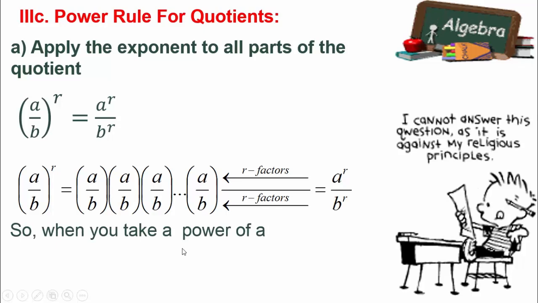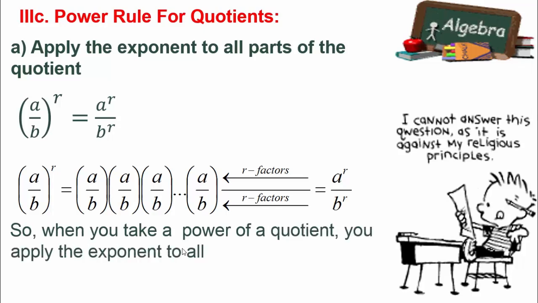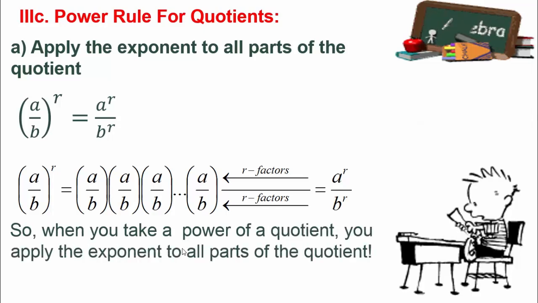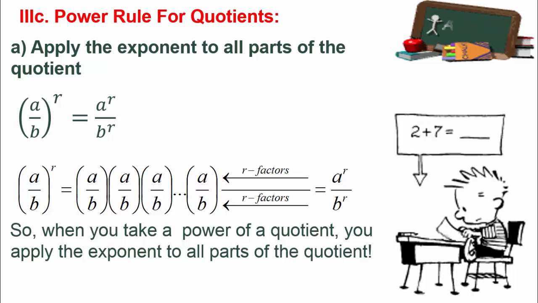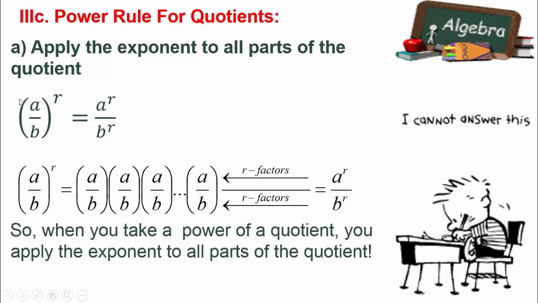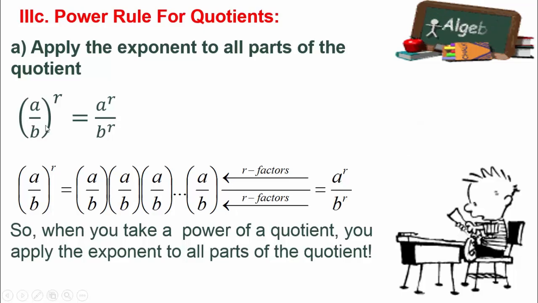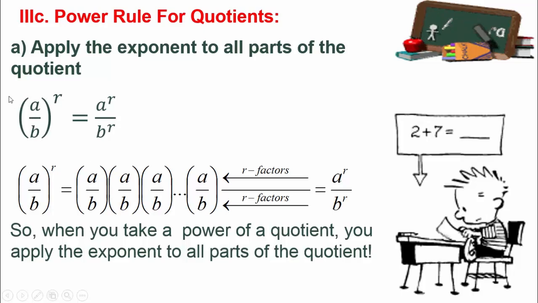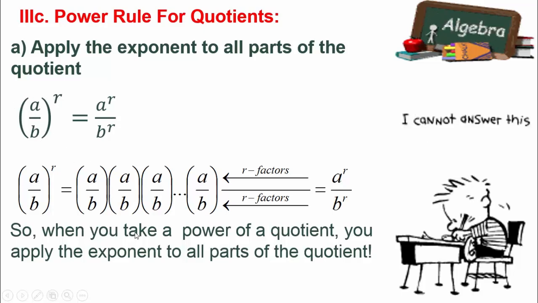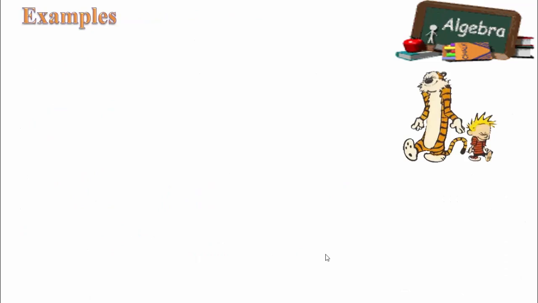So when you take a power of a quotient, you apply the exponents to all the parts of the quotient, not just one, not just the top, not just the bottom, but all the parts. And you want to make sure that the bracket is covering the whole thing. So it's whatever inside the bracket is what that exponent is affecting, or that power is affecting. Now let's look at some examples.